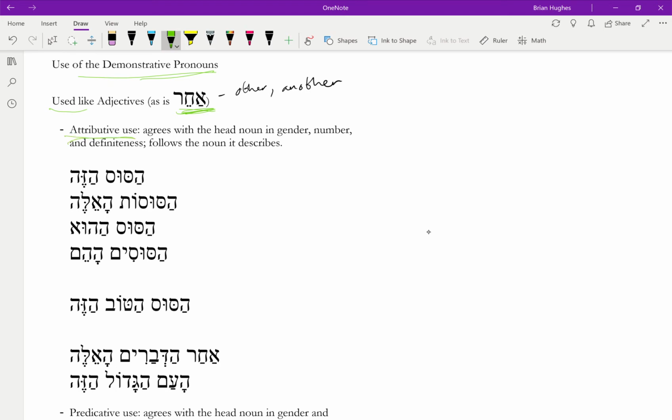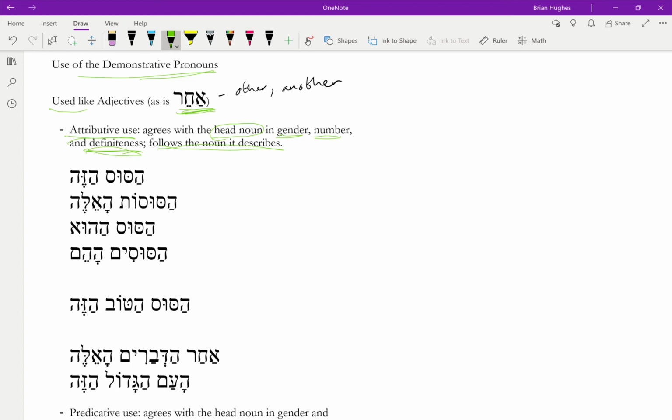When the demonstrative pronouns are being used attributively, they agree with the head noun, that is the noun they modify, in gender, number, and definiteness. And that's the key difference between the predicative use and the attributive use. So gender, number, and definiteness, and they always follow the noun they describe.